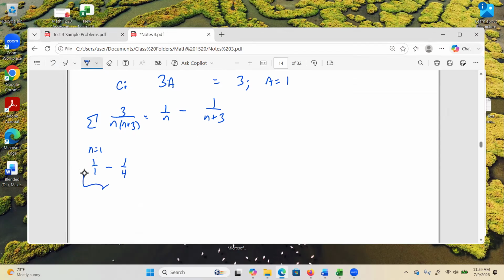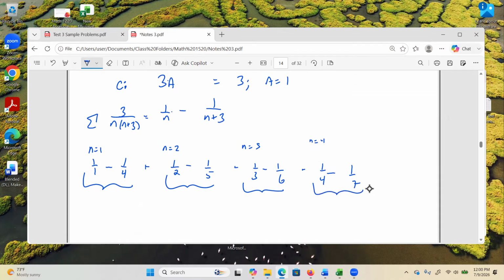I'm going to group these so I know what I'm doing. At n equals 2, we're going to have 1 over 2, plugging it in here, minus 1 over 5. Okay, not yet. How about n equals 3? We might have to do a few terms to see what's going on. So it's going to be plus 1 over 3 minus 1 over 6, and that's my third term. How about n equals 4? Here we have plus 1 over 4 minus 1 over 7.